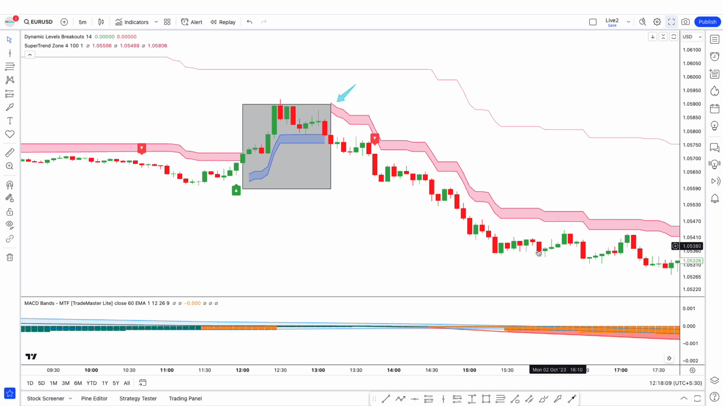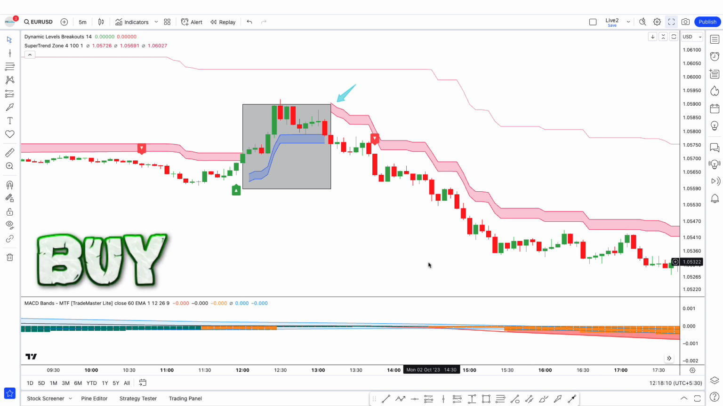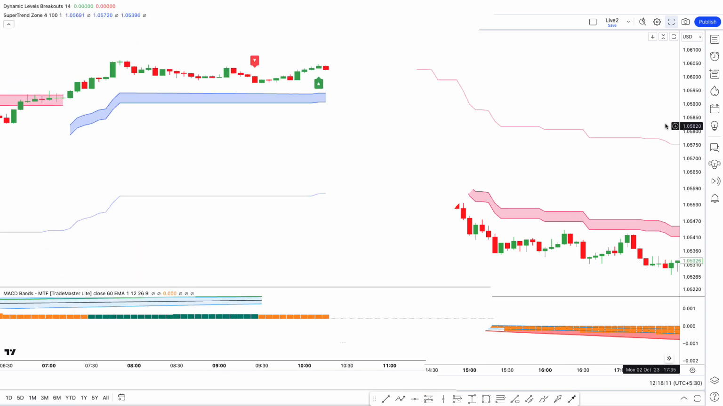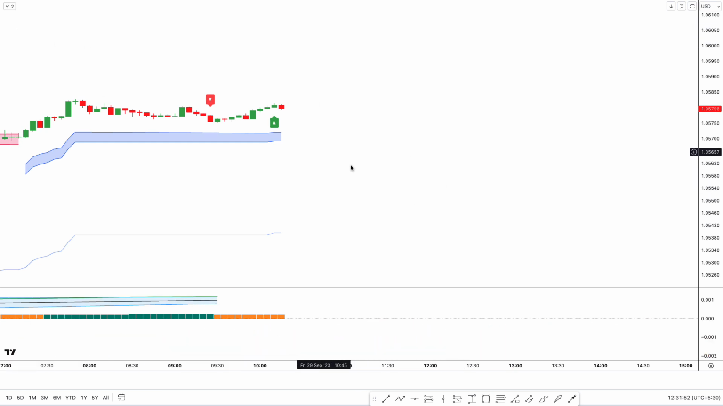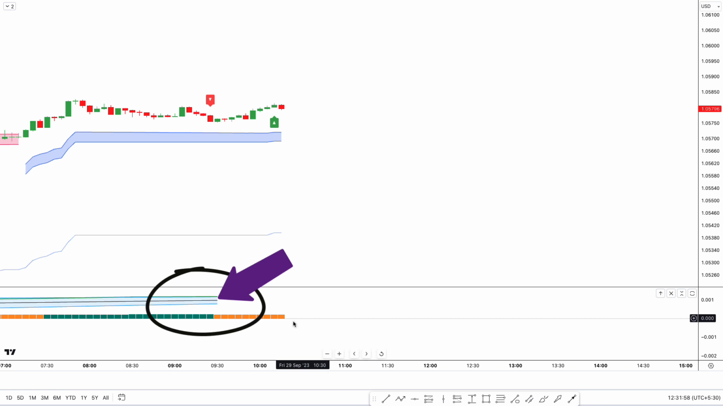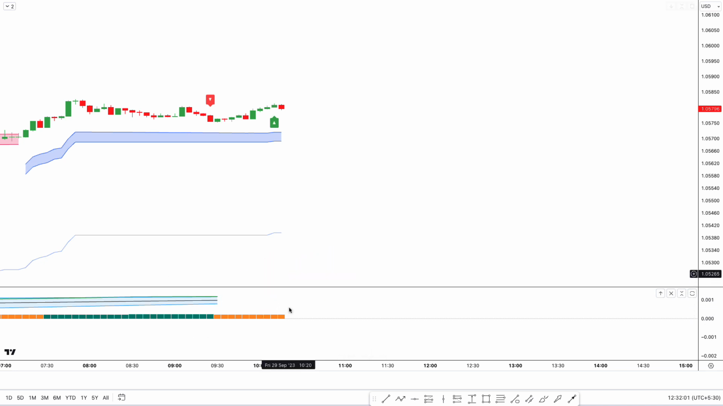Absolutely. Let's summarize the complete rules for buying and selling with this strategy. For initiating a long trade, 3 conditions must be met. Buy signal from dynamic levels breakout: look for a buy signal from the dynamic levels breakout indicator. Positive MACD and green cloud ensure that the MACD is positive or bullish. Pay close attention to the cloud. When it turns green, it indicates strong buying pressure. If the MACD narrows down, this suggests a drop in volume or correction.